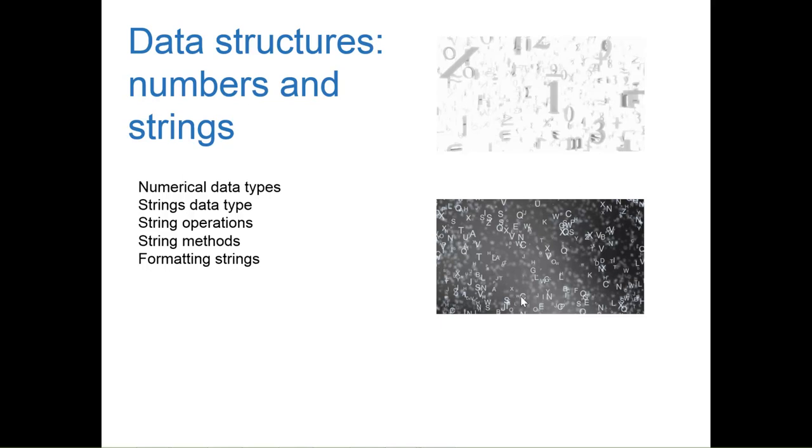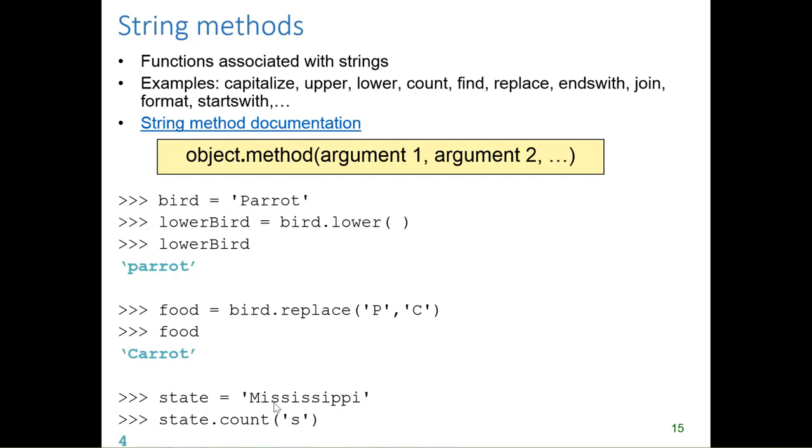Most Python data types, including strings, also have a set of methods associated with them. String methods is the first topic in this video. After that, string formatting is discussed. There are a number of functions associated with strings. We call them string methods. There is a link to the string documentation over here.